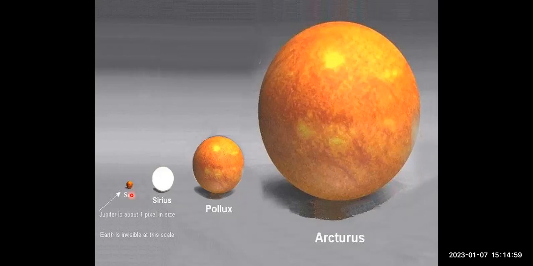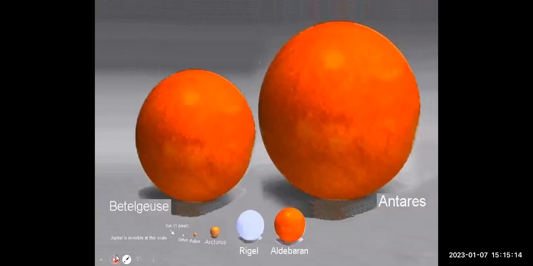Jupiter is about 1 pixel in size. Earth is almost invisible in this particular scale. And we got Ceres, we got Pollux, and we got Arcturus. And when you thought Arcturus was the biggest one, Jupiter is invisible in the scale, and Arcturus is over here. Sun is 1 pixel, and you got Betelgeuse, and you got Regulus, you got Aldebaran, and you got Antares.